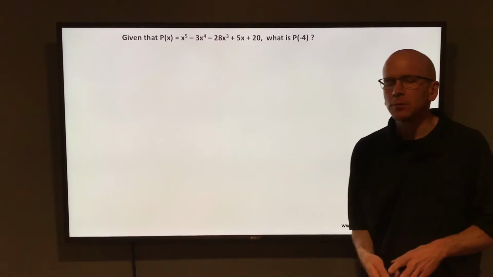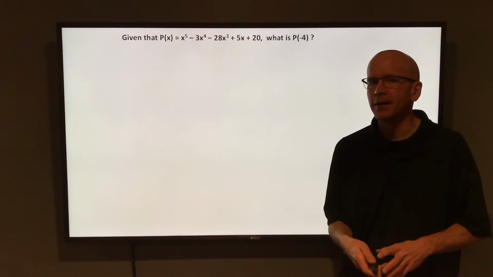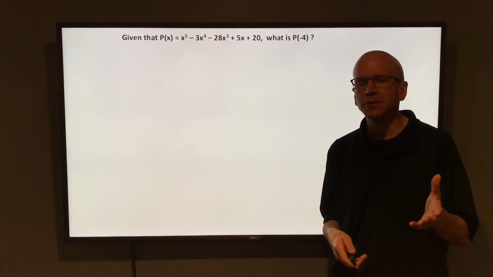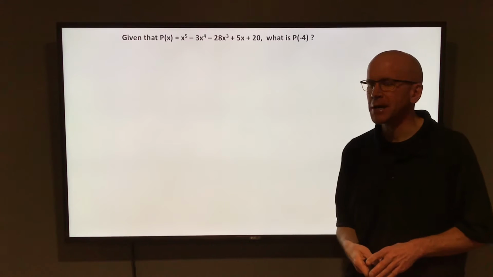Given that p of x equals x to the fifth minus 3x to the fourth minus 28x to the third plus 5x plus 20, what is p of negative 4? So what do you get when you substitute negative 4 in for x? We're going to use synthetic substitution.